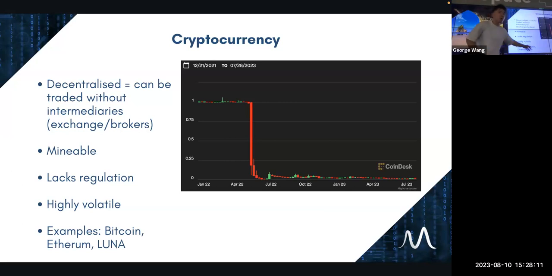But some more coins that we have down here, Bitcoin and Ethereum, these are like the two biggest ones that people trade, and they're often mined. Okay, any questions on this?